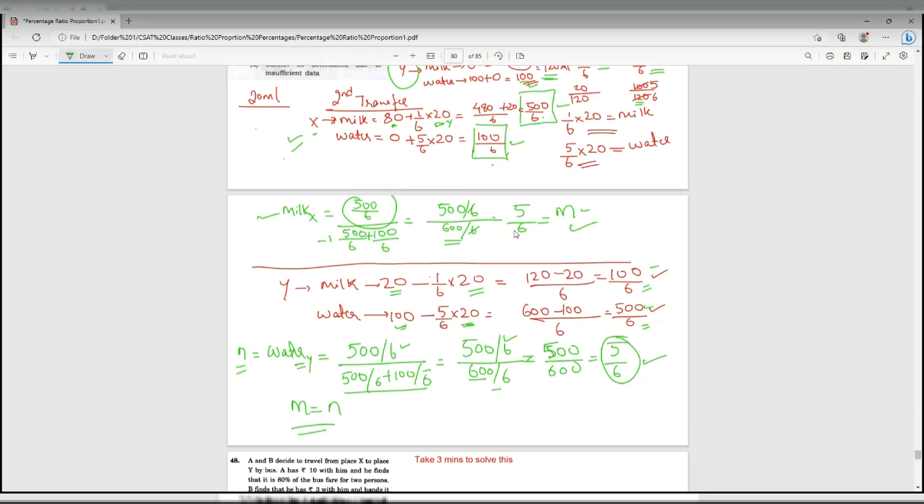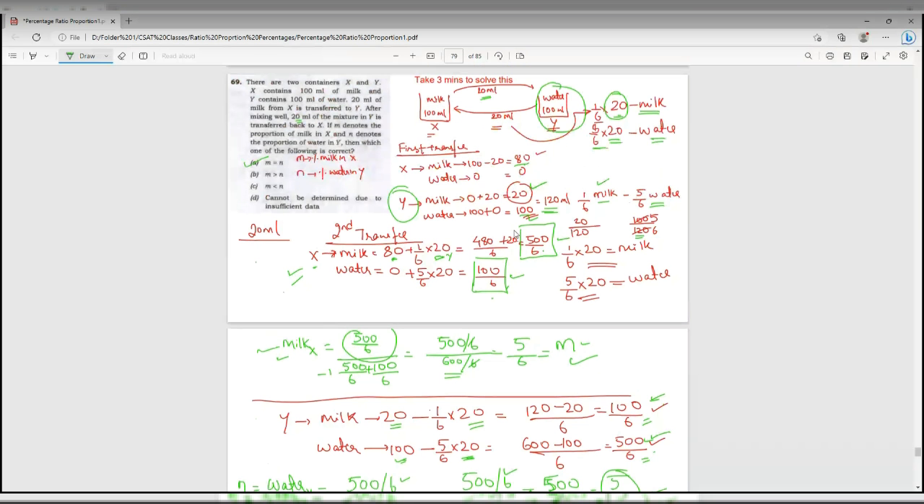Now in container Y, if we calculate the concentration of water, water is 500/6. Total is 500/6 plus 100/6, that is water plus milk. In the numerator this is 500/6, and the denominator 500/6 plus 100/6 is 600/6. 6 gets cancelled, 500/600, which is nothing but 5/6. So the concentration of milk in container X is 5/6, and the concentration of water in Y is also 5/6. That's why M is equal to N. So the correct option is A.